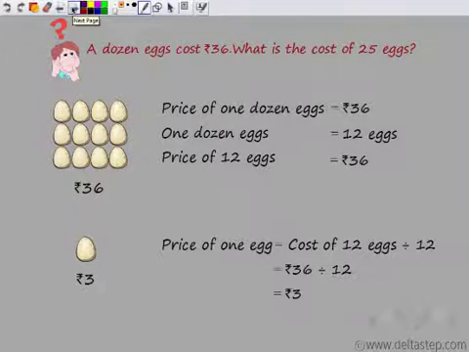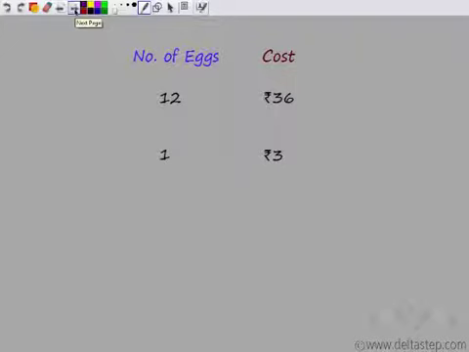Now I can find the cost of 25 eggs. So for 12 eggs, the cost is 36 rupees. And for 1 egg, we found that the cost is 3 rupees. So what you can see from here is, as the number of eggs is decreasing, the cost is also decreasing. That is, if I decrease the number of eggs from 12 to 1, the cost is also decreasing. 12 eggs cost 36 rupees, whereas the cost of 1 is just 3 rupees.